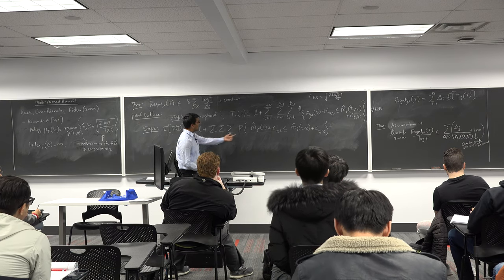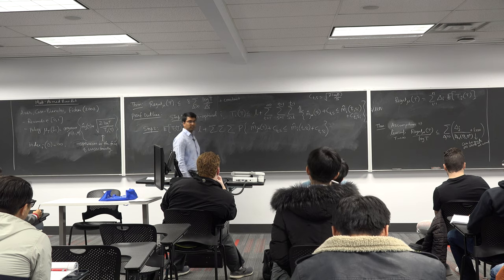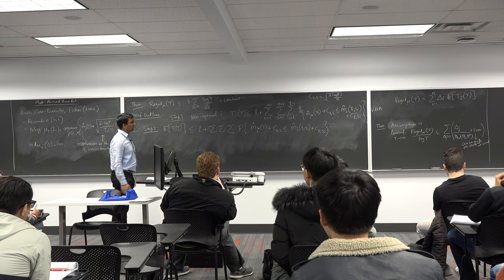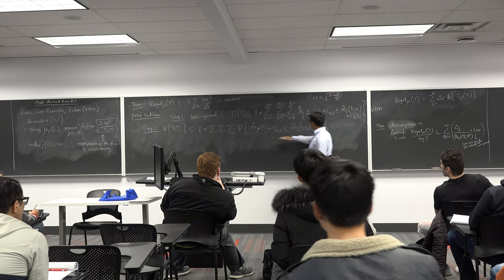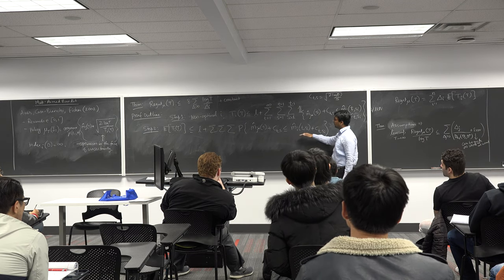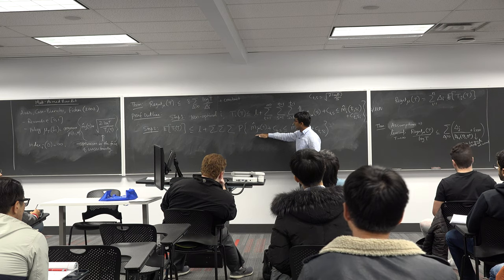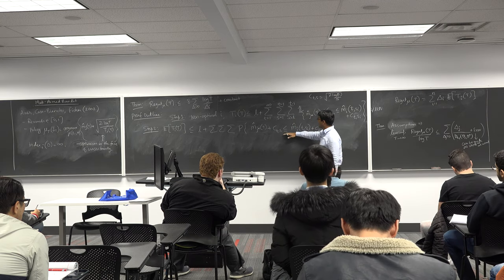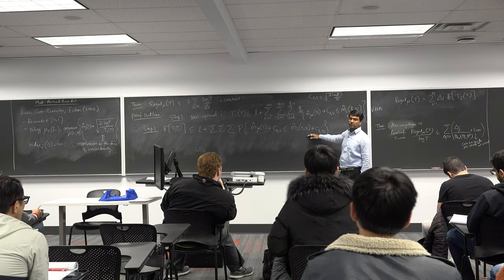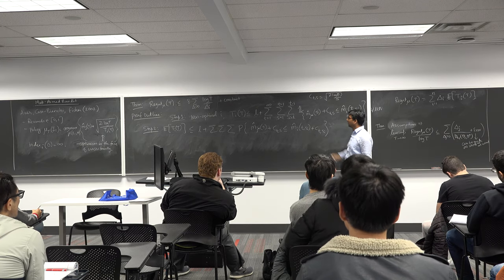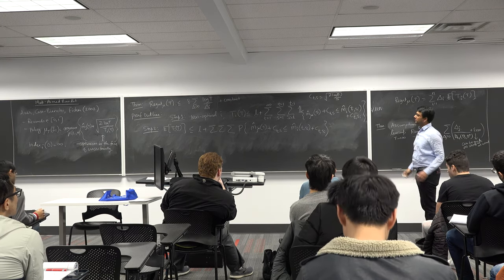I want to get an upper bound to this whole summation. How should I do that? Let's look at this probability. This is a random variable, and this is a random variable. I want to estimate the probability that a random variable is less than or equal to some other random variable. How do I get an upper bound to this expression?